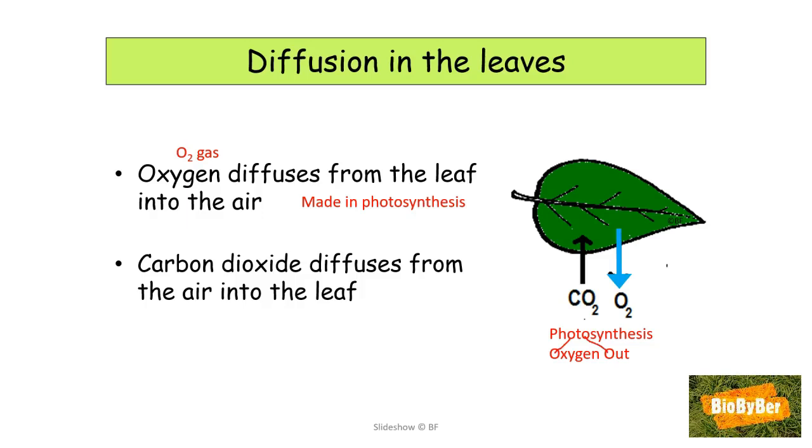What about the carbon dioxide? Well, the carbon dioxide gas, which is needed for photosynthesis, will diffuse from the air. Think about it, high carbon dioxide concentration outside, into the leaf where the carbon dioxide concentration is less, because carbon dioxide is needed for photosynthesis. The carbon dioxide will diffuse from a region of high concentration outside to a region of low concentration inside. Get the idea?